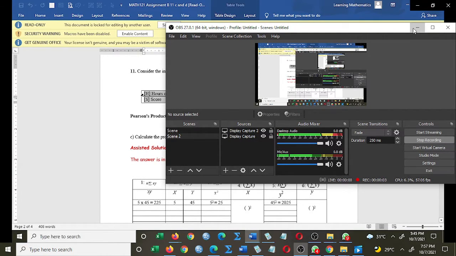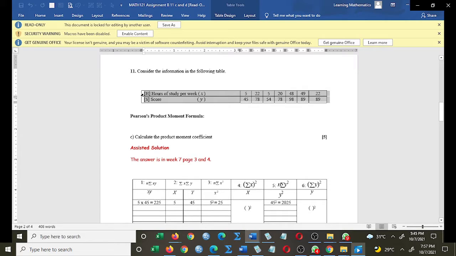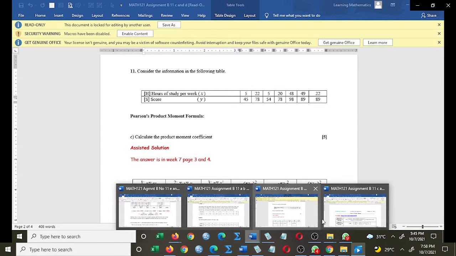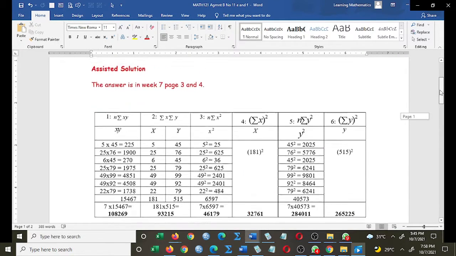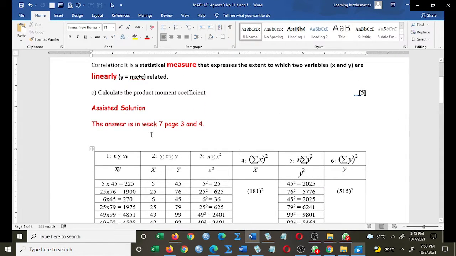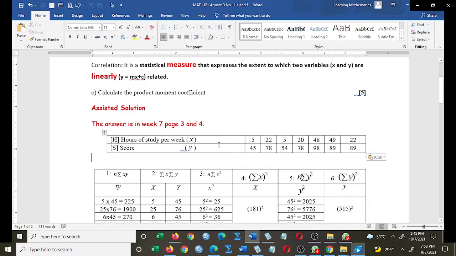Here's the values we used. All right. Hours of study. How does it affect your score? So this was the table that was used to do these calculations, and I'm going to get the formula for you.